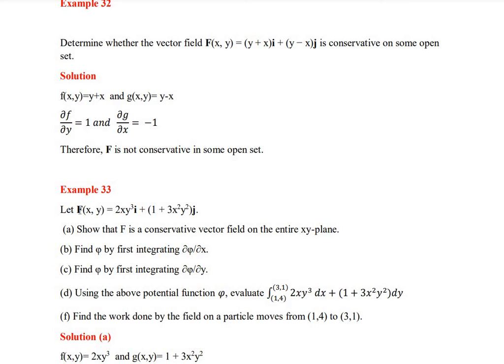Okay. So then example 33. Let F of x, y is equal to 2xy cubed into i cap plus (1 plus 3x squared y squared) into j cap. First one, show that F is a conservative vector field on the entire xy plane. Next one, find phi by first integrating ∂phi/∂x. Find phi by first integrating ∂phi/∂y. Using the above potential function phi, evaluate this integral. And also find the work done by the field on a particle that moves from (1, 4) to (3, 1).